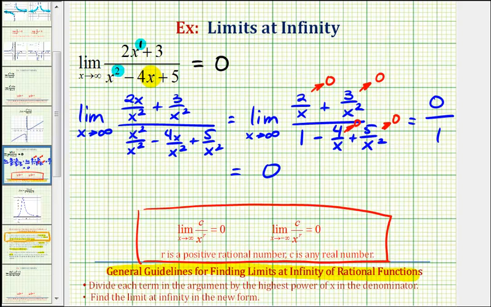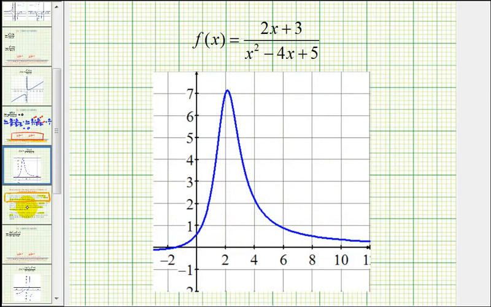And finally, to confirm our results, it's always a good idea to graph the rational function. So we'll go ahead and do that. Here's the graph of our function. As x approaches positive infinity, we're moving in this direction along the graph, and notice how we're approaching the x-axis, and therefore the function values are approaching 0. And remember, because this limit does equal 0, this is also telling us that our graph has a horizontal asymptote of y equals 0.